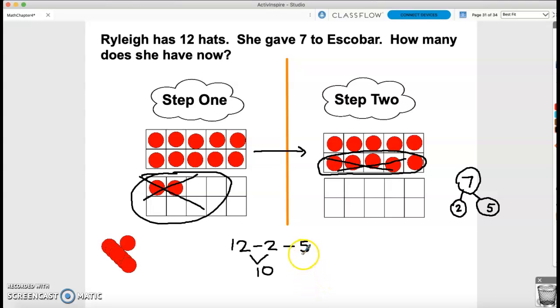So I still have my 5 extras. I started with 12 and I took away 2 to make my 10. But I still have my 5 extra because I broke apart 7 into 2 and 5. Here's the 2 and here's the 5. We've already subtracted the 2 to make it 10. So now we're going to subtract 10 minus 5 equals 5.